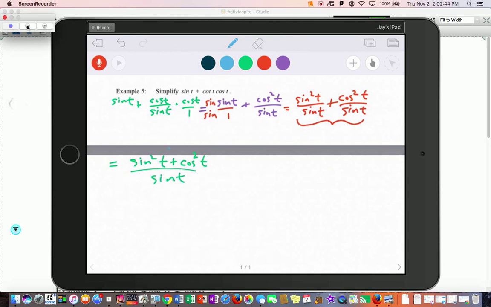Well, hopefully you recognize this already. Sine squared plus cosine squared is 1. That's the number one Pythagorean identity. And another name for 1 over sine is cosecant. So that's how we simplify that last one. Much nicer to work with cosecant than the original expression.